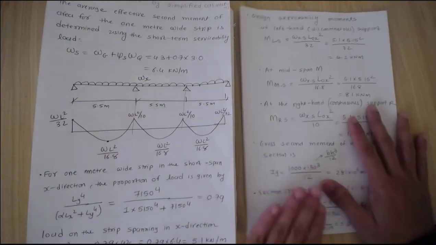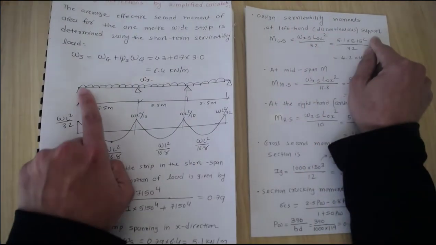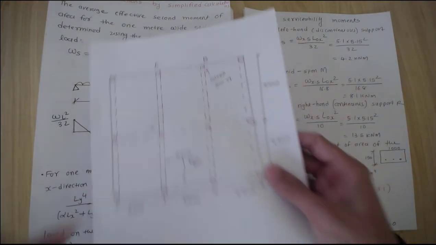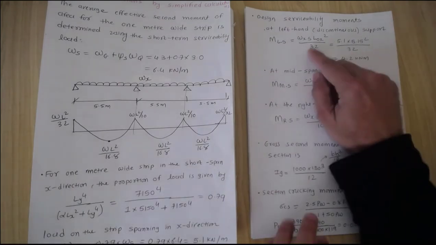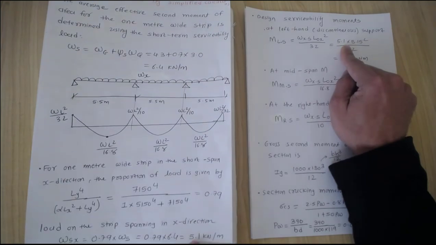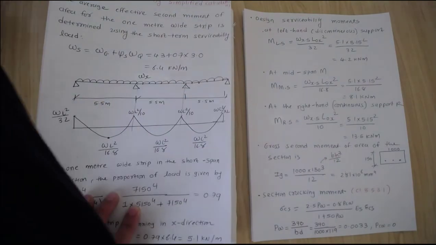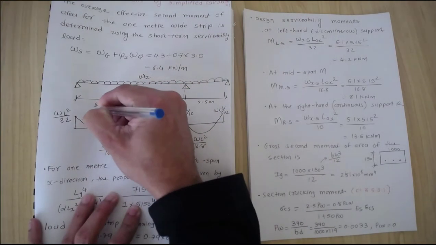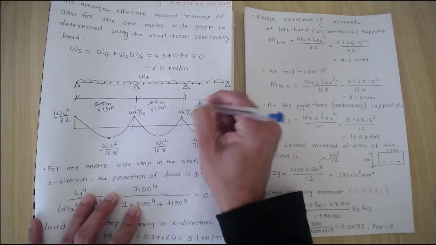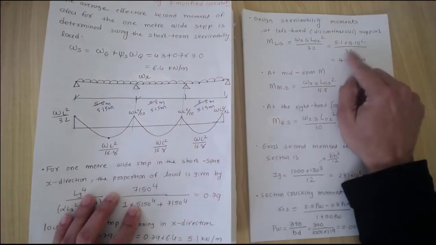Once you have that, if you want to calculate the design serviceability moment at the left hand discontinuous supports, they have this equation, WL square over 32. We calculate 5.1 times the length, 1.5 meters. So please make a correction here. That is 5.15 meters. In the previous video we discussed how we get this 5.15 meters over 32.